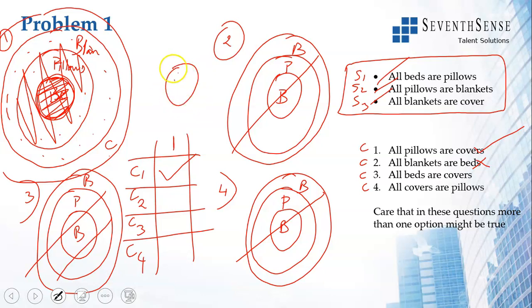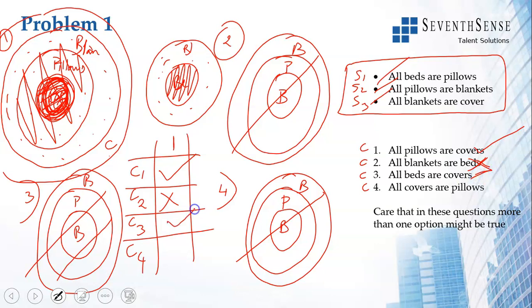See, it is like this. This is bed. Outside circle is blanket. So all beds are blankets. True. All blankets are beds. Not true, because these are blankets which are not beds. All blankets are beds is false. All beds are covers. Correct. So if you see all of these beds which are inside, all of these beds are within the circle called covers. So there can't be any bed which is not a cover. There is no bed outside covers. So all the beds are covers. So this is also true.